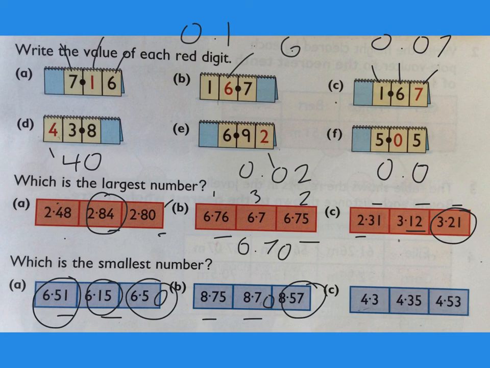For the last one, I'm going to do the same thing. So I'm going to add a 0 there, 4.30. So your smallest number is the first one. They all have the same amount of units, so that's your smallest. Next is 4.35, and then the largest number is the last one, 4.53.